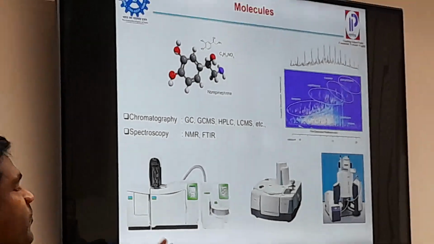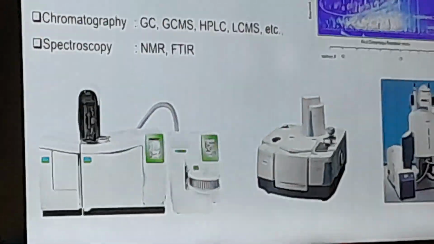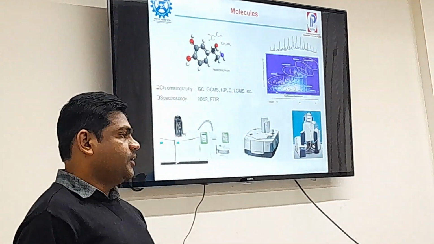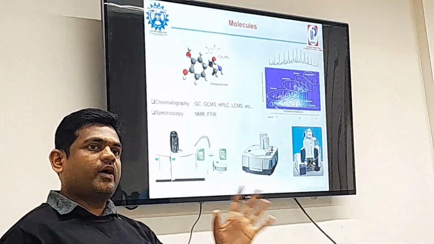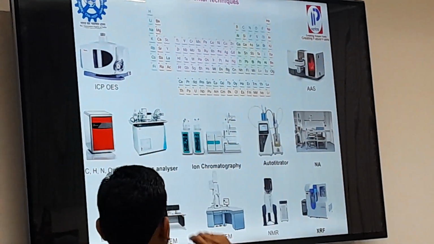It's one of the beautiful techniques. It will give you complete molecular level analysis. You can get it for any kind of molecule. You can directly inject a crude oil. For example, any kind of metal, it's general.